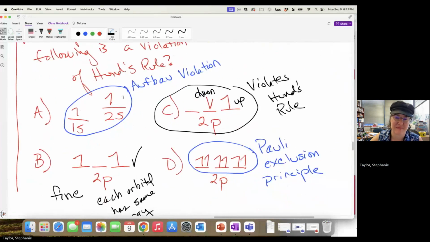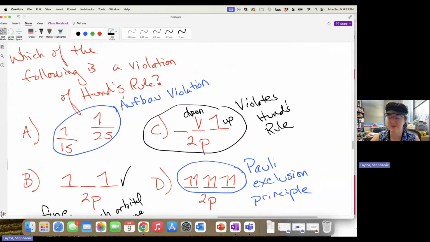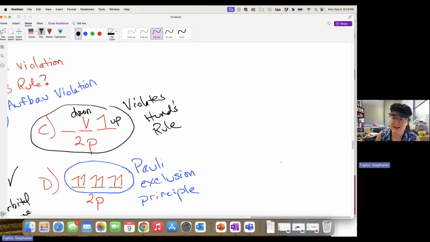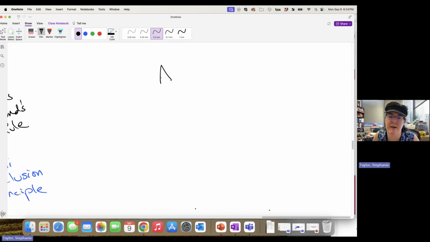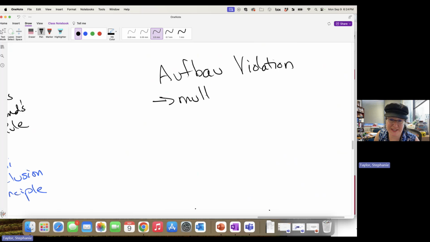Okay. So Aufbau violation. The A that is circled is an Aufbau violation, because we are violating the build-up principle. There are lots of different ways to demonstrate an Aufbau violation, but anytime you want to talk about Aufbau, especially a violation, one of the things you have to have is multiple subshells.